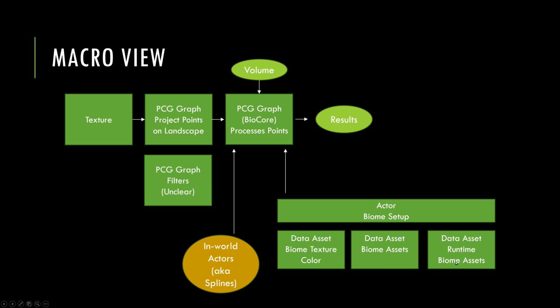And then your runtime Biome Assets. So after assets are generated, you have both children assets that you can generate inside the graph, and you can do some runtime augmentation of that. So you'll create those 3 data assets. They will get linked together in a biome blueprint, which is basically just an actor container with 3 variables in it that the BioCore reads when it's processing its results. All right, so that's kind of the macro setup. Let's jump into Editor and we'll play around some more.